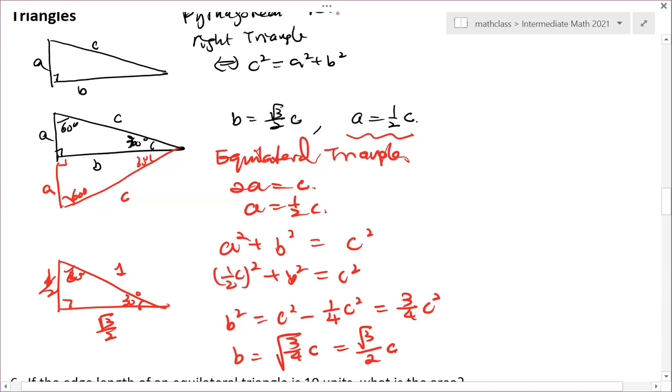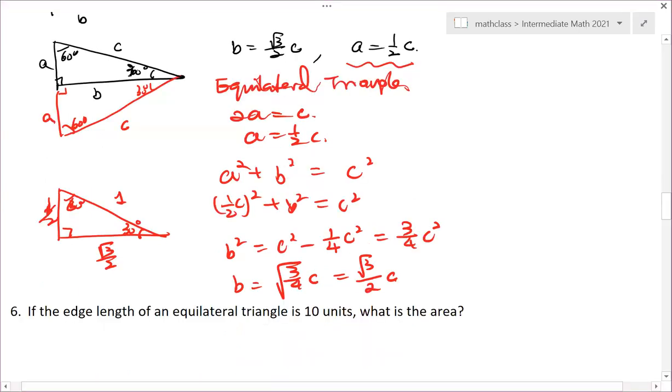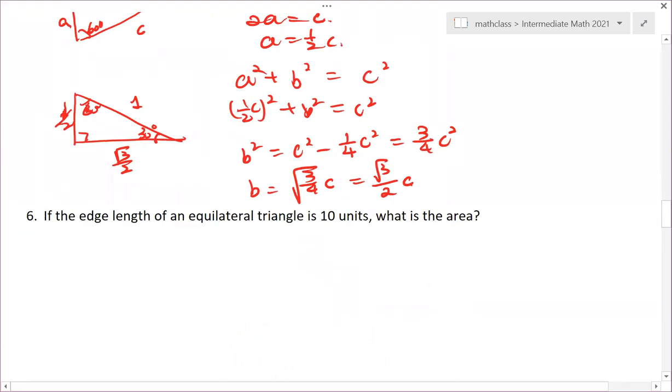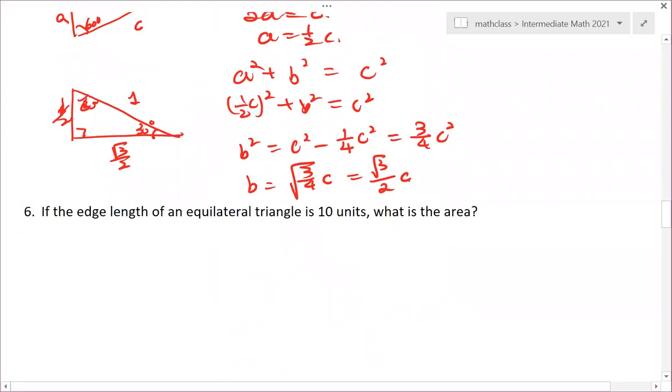All right, this is about the special triangles, and let's do the following problem. If the edge length of an equilateral triangle is 10 units, what is the area? Okay, I'm going to ask you to do this problem. So this is an equilateral triangle, 10, 10, 10. Find the area.